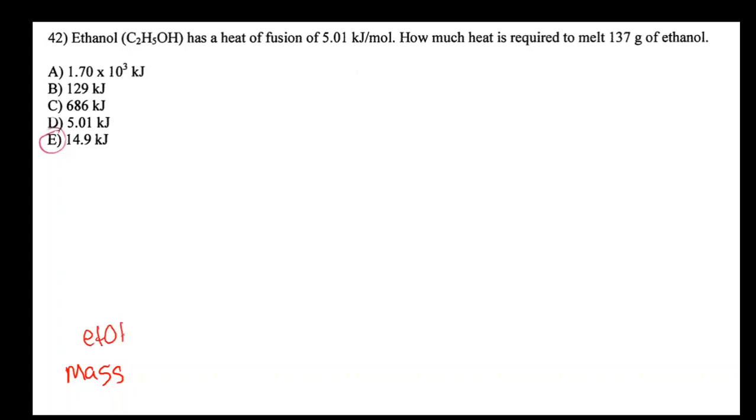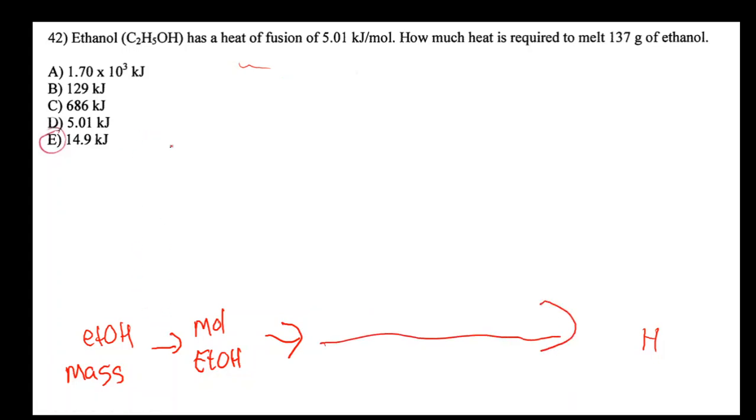So we're starting with a mass of ethanol. And then we want to end with a heat. So we need to figure out how to get from point A to point B. If we have a mass of ethanol, we can go to moles of ethanol because we have its chemical formula. Yay, we get to calculate another formula mass. And then once we have moles of ethanol, because we have a heat of fusion, we can go directly to heat.